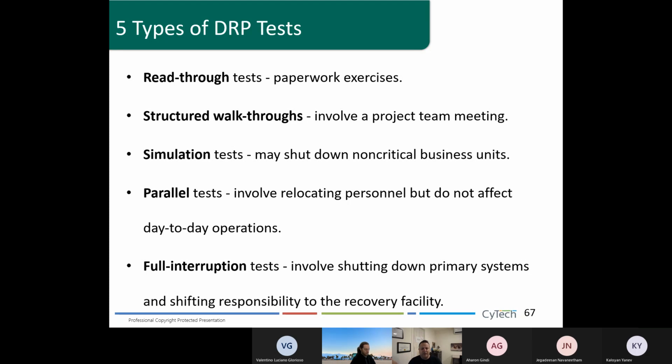But for these two, we didn't really execute anything, right? We just read through the plan and agreed. We brought consultants, we paid them good money, and now we have a disaster recovery plan which we all agreed to. Awesome. We didn't test that. The last three are actual tests. So simulation tests may shut down non-critical business units and then try to recover the business function for that non-critical business unit.